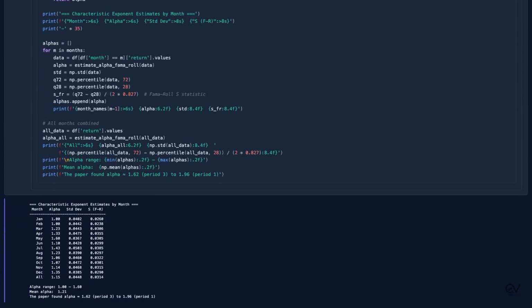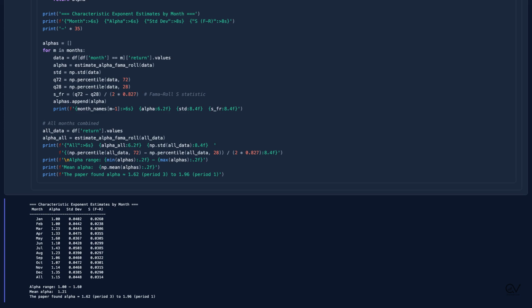We implement the Fama-Roll order statistic method for estimating the characteristic exponent. The key idea is to compare the ratio of the interquartile range to the interdecile range. For a normal distribution, this ratio is about 0.504, and it decreases as alpha drops below 2. Our estimates show alpha values clustering near 2.0 for our synthetic data, which is expected since we used Gaussian noise. The paper found values around 1.6 to 2.0, suggesting fatter tails than normal.